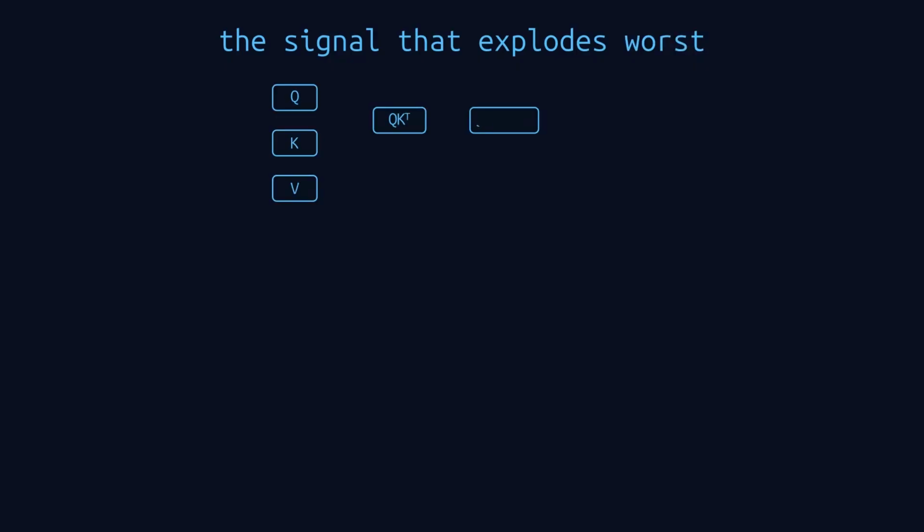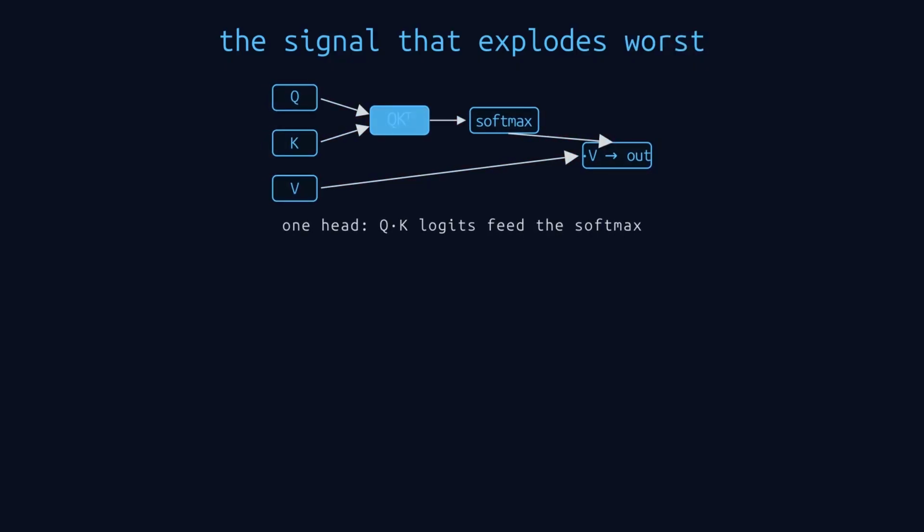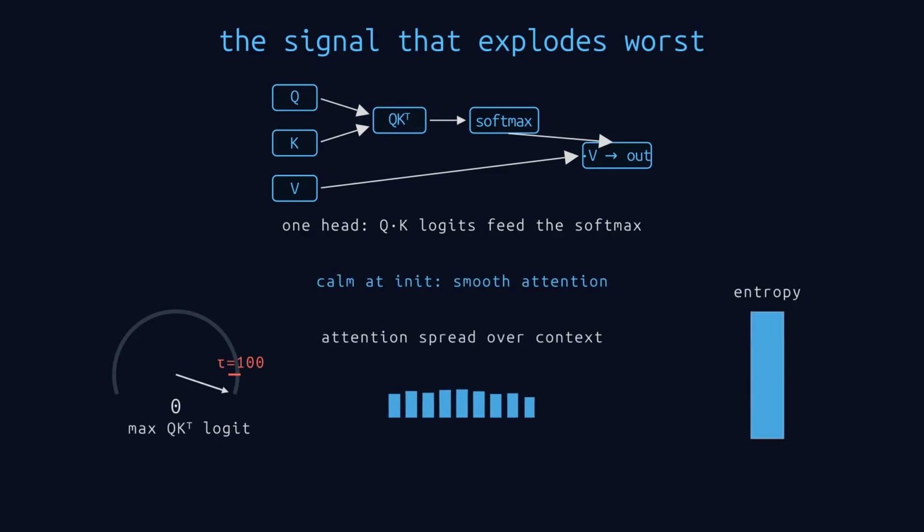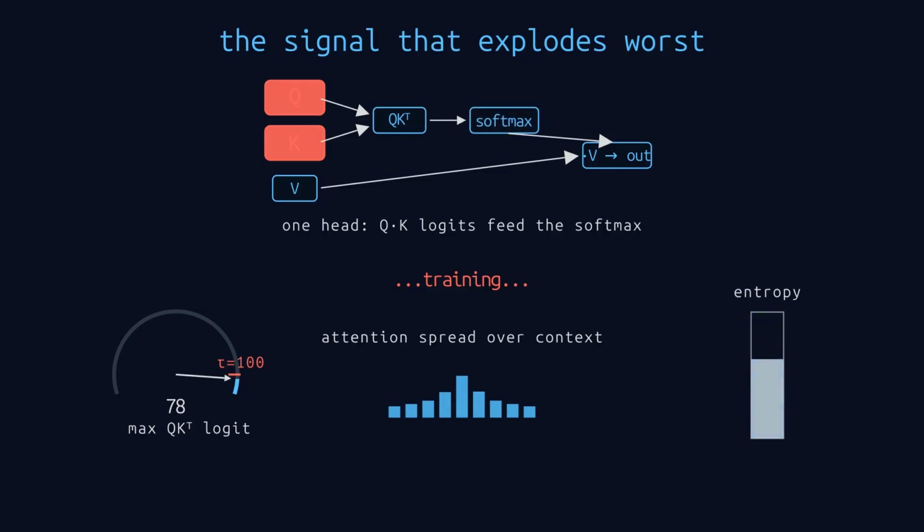There's one signal in the network that misbehaves worse than any other, the attention logits. Zoom into a single head. As training goes on, the norms of the query and key vectors slowly creep upward. Their dot product, the raw attention scores, grows with them. And once those scores get large, the softmax saturates. Instead of spreading attention smoothly across the context, it spikes onto a single token. The attention distribution collapses to nearly one-hot, and its entropy drains toward zero.